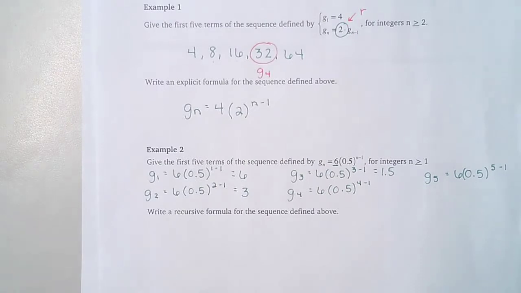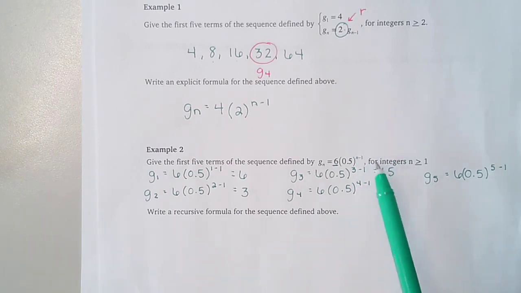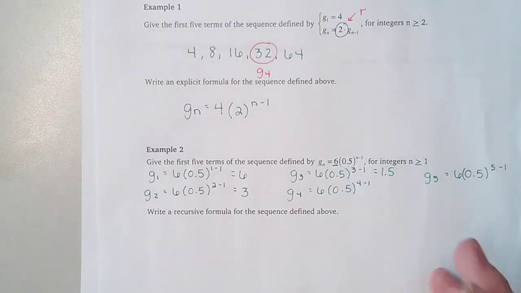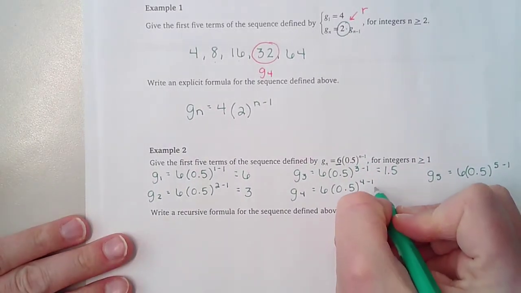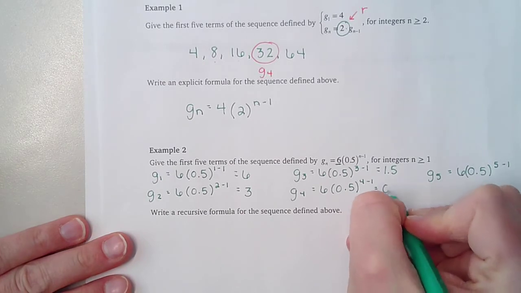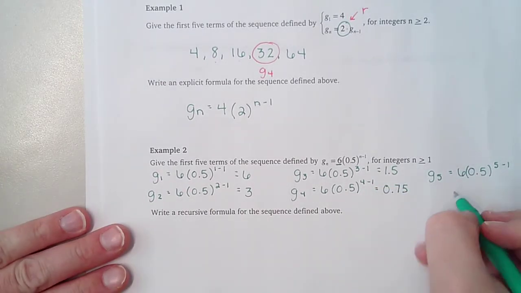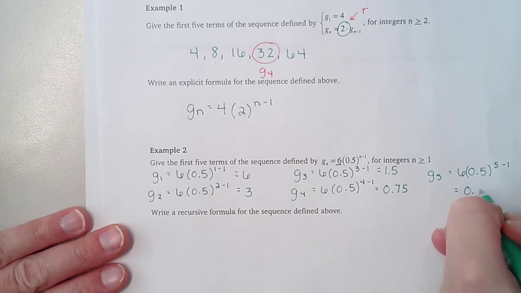So take a look at what's happening. We went from 6 to 3 to 1.5. Can you get an impression of what's happening here? Really, what's happening is we're cutting in half every time. And we knew that because our R value here is 0.5. That's what we're doing, we're multiplying by 0.5 each time. So I would guess that my next term is going to be 0.75 because that's half of 1.5. And then my term 5 should be half of that, which is 0.375.